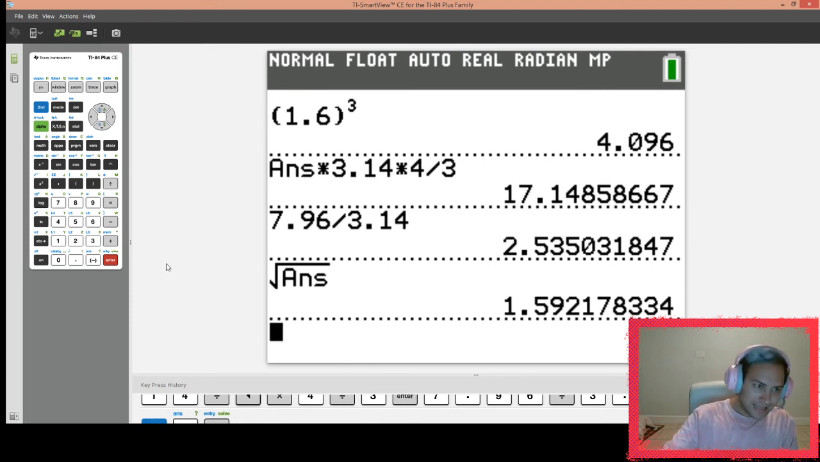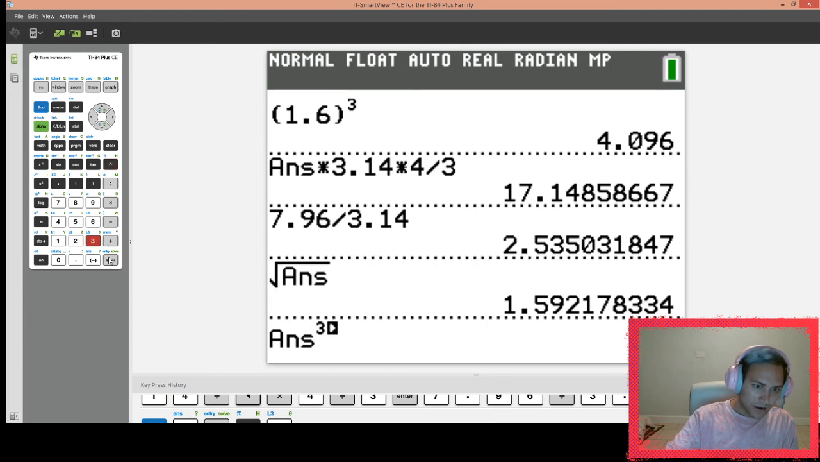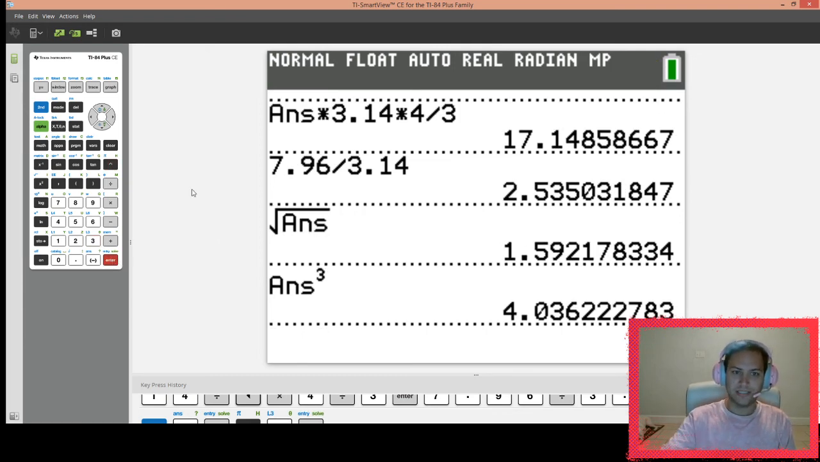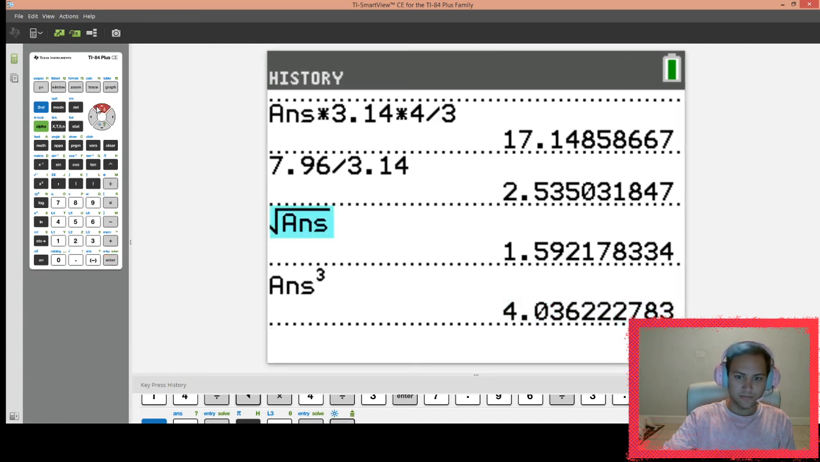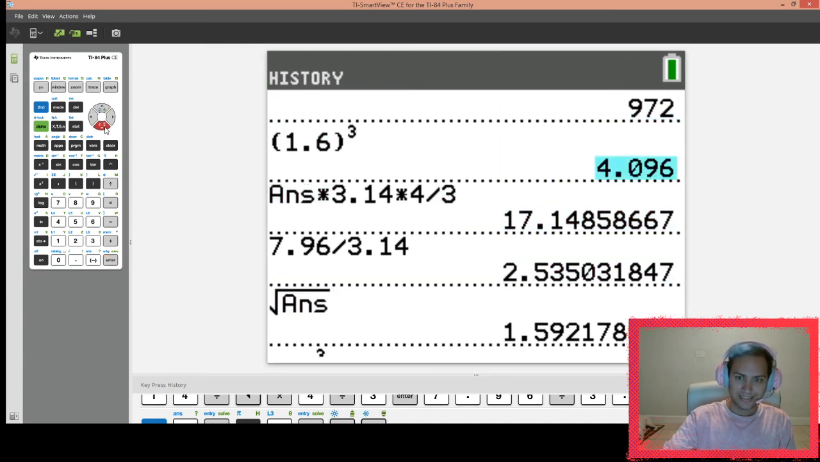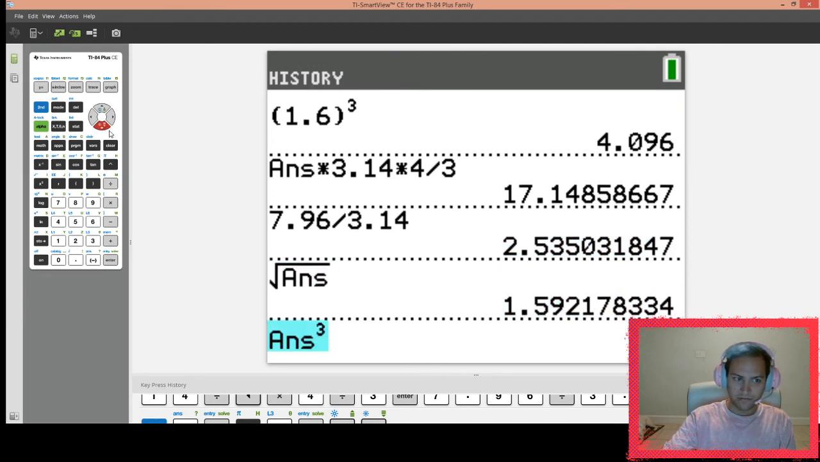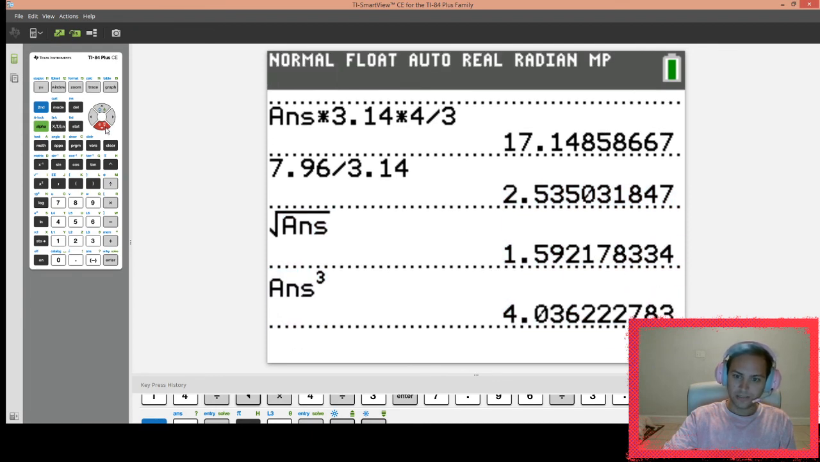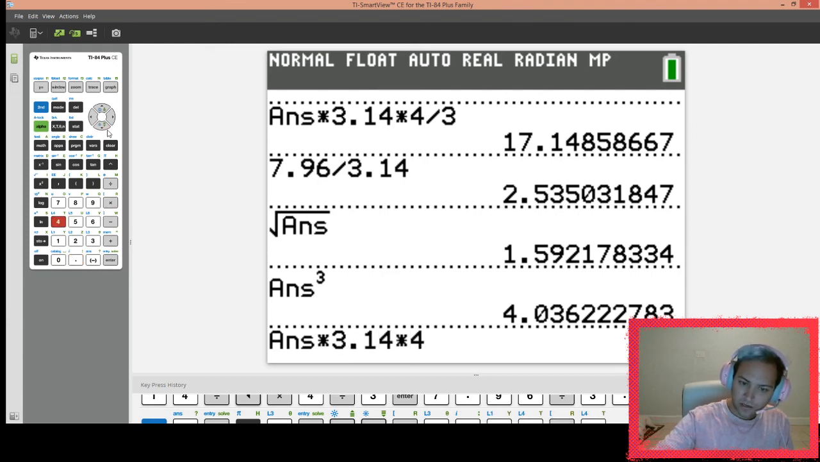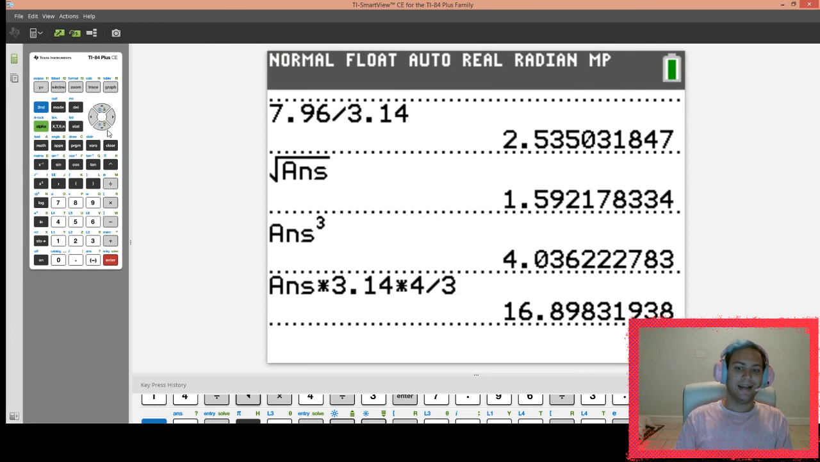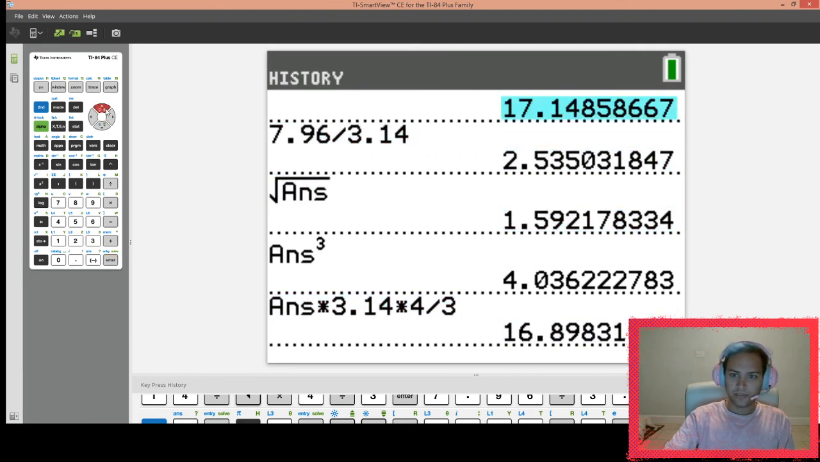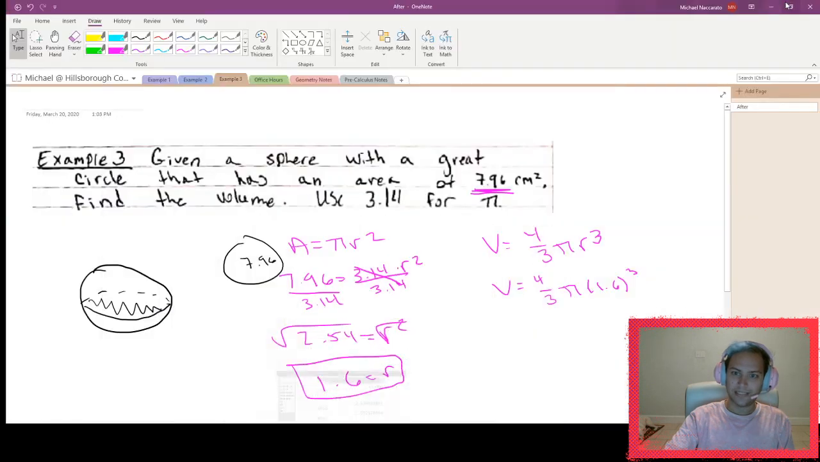But if I actually take that number and I put it to the third power, I get 4.036, which up here we had said was 4.096. So it's definitely a little bit off, right? 4.036 versus 4.096. So now I can take that value, times it by 3.14, times it by 4, divide it by 3, and I get 16.89, which rounds to 16.9, which is what I actually have in my notes. So if you put 16.9 down as an answer, I would accept that. If you put 17.14 down, I would accept that too.